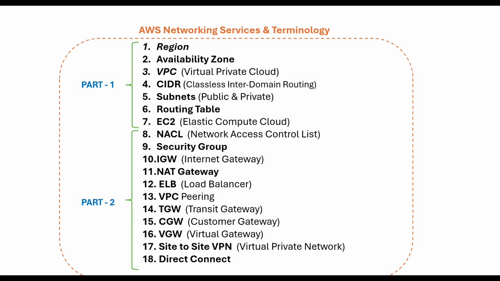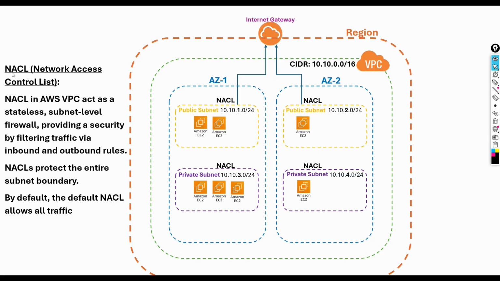At the end of this video, I will share the high-level diagram which will help us to find all the services in one frame. Which will help us to understand the placement of these services in the AWS cloud infrastructure setup. Let's start. NACL. NACL is Network Access Control List.